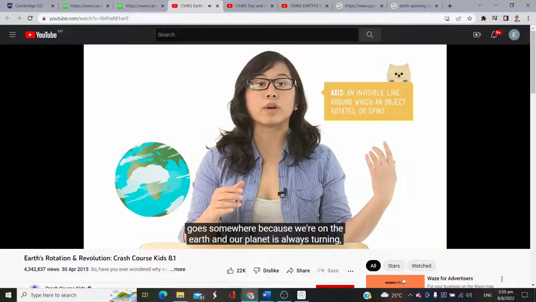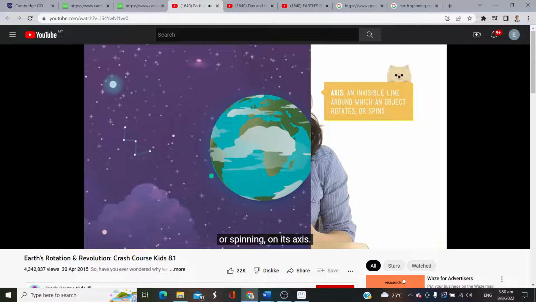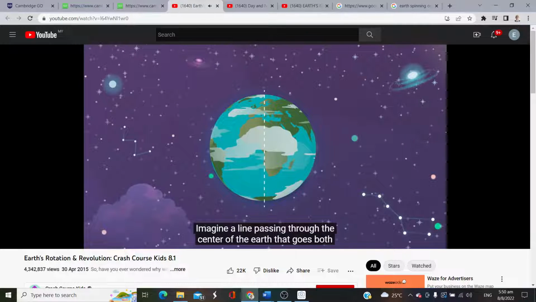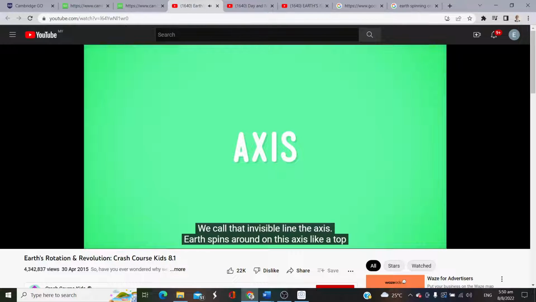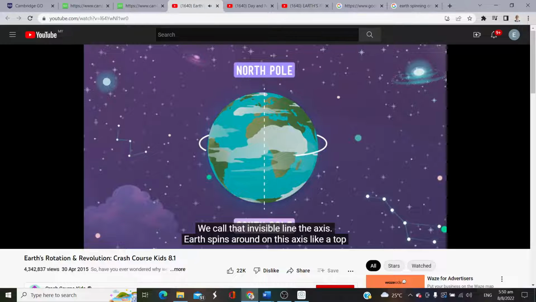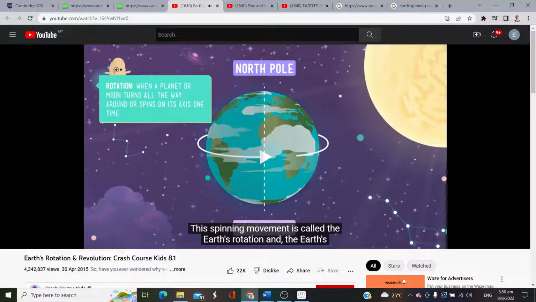It's actually us that goes somewhere, because we're on the Earth and our planet is always turning or spinning on its axis. Imagine a line passing through the center of the Earth that goes both through the North Pole and the South Pole. We call that invisible line the axis. Earth spins around on this axis like a top. This spinning movement is called the Earth's rotation, and the Earth's rotation is what gives us day and night.